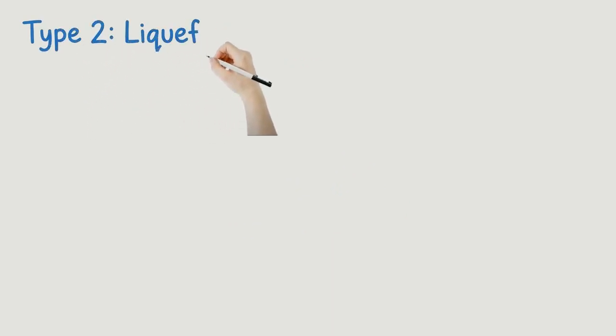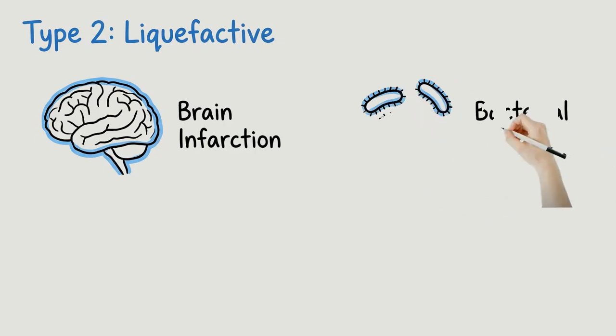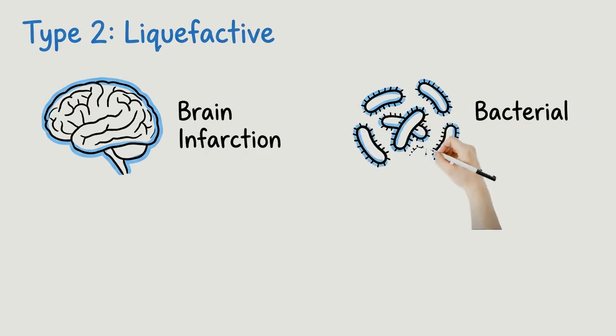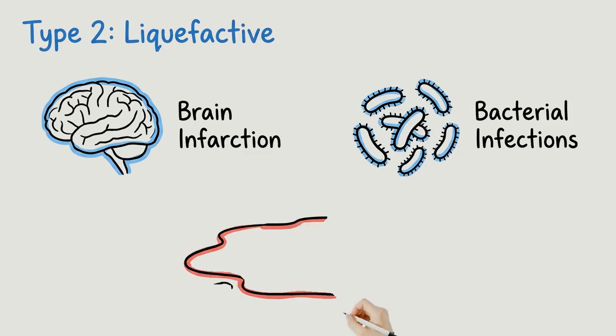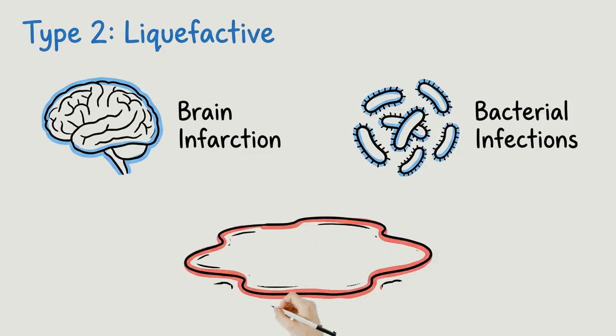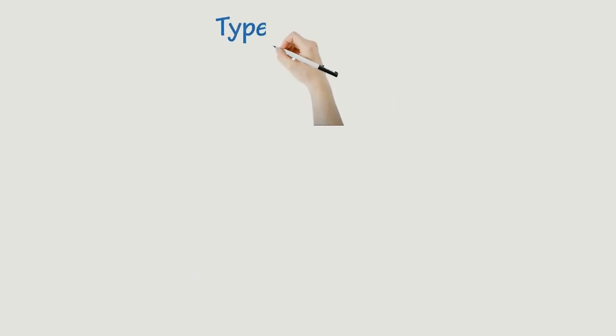Type 2 is liquefactive necrosis. Here, the tissue completely dissolves into a liquid mass. There are only 2 causes you need to remember: brain infarction and pyogenic bacterial infections. Both flood tissue with hydrolytic enzymes, either from injured brain cells or from neutrophils recruited by bacteria. The product of liquefactive necrosis in infection is pus. An abscess is localized liquefactive necrosis. If you see pus, abscess, or a fluid-filled cavity, think liquefactive.